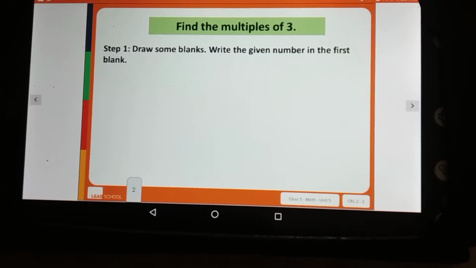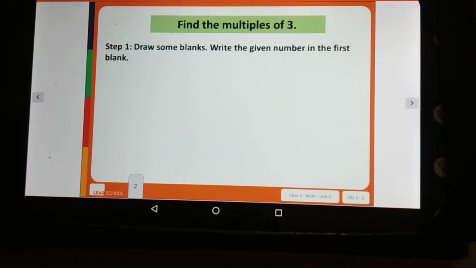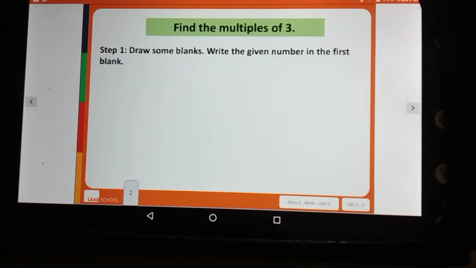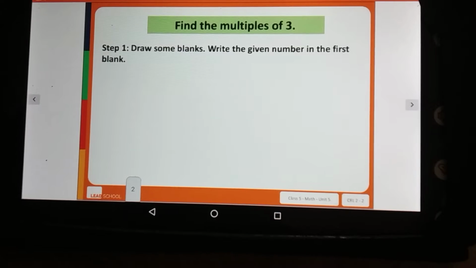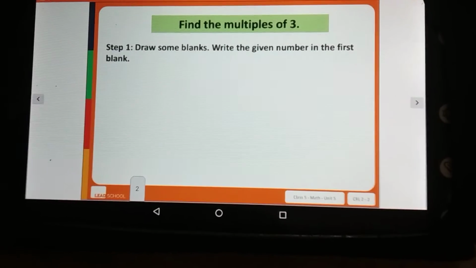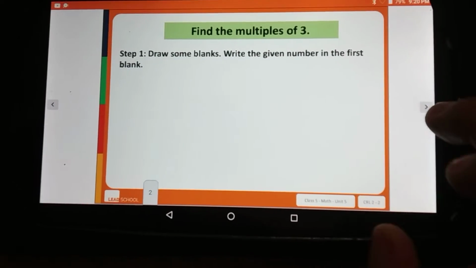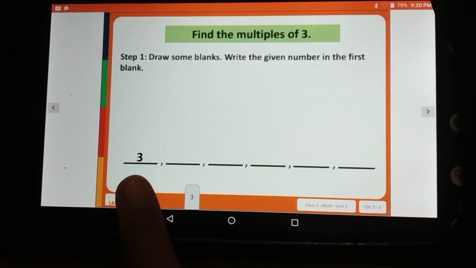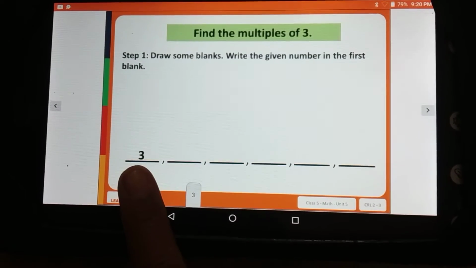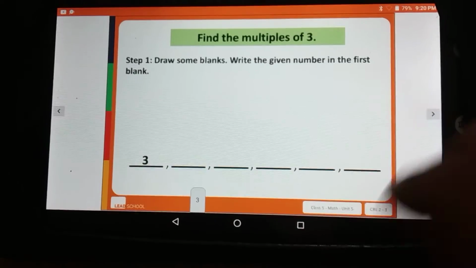Here we have to follow the steps. First of all, we have to draw some blanks. Write the given numbers in the first blank. First blank में हम क्या करेंगे? Given number. That number is 3.